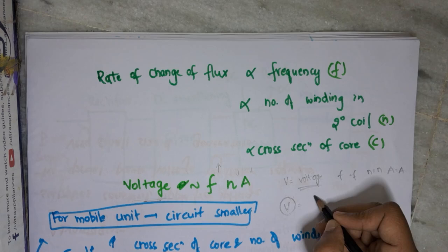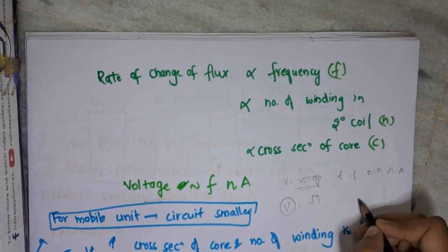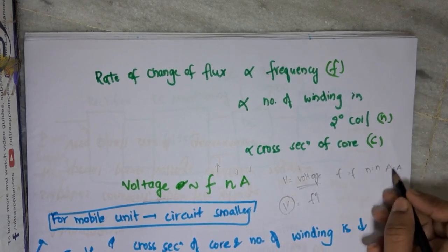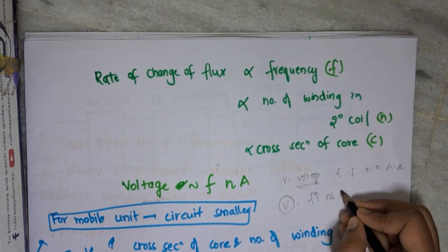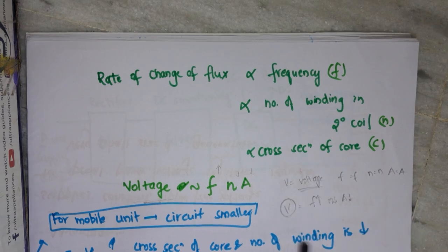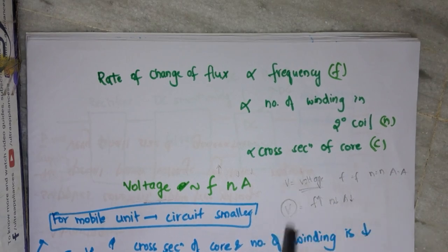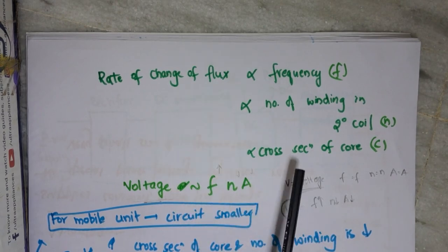How can we do that? We can increase the frequency, and if we increase the frequency we will have to decrease the number of turns and also the area. So if we decrease the number of turns and area, and if we increase the frequency, this will keep the voltage or rate of change of flux constant.